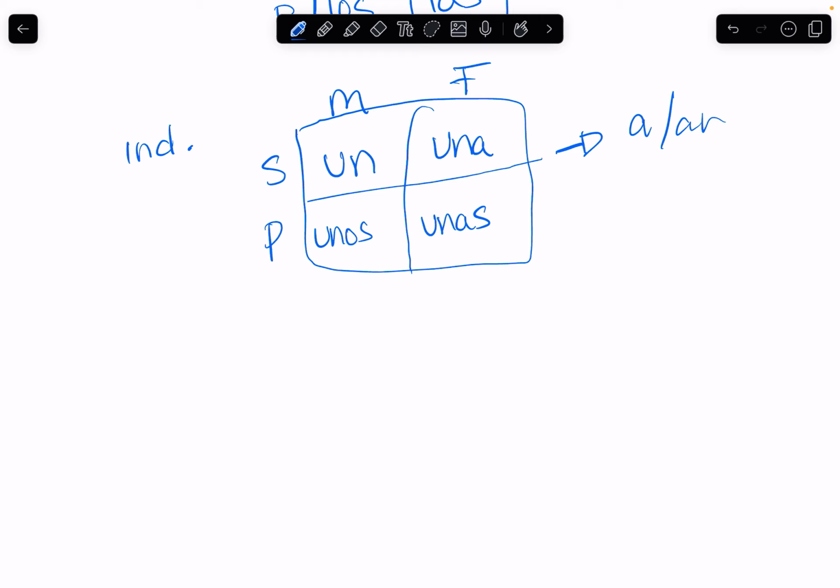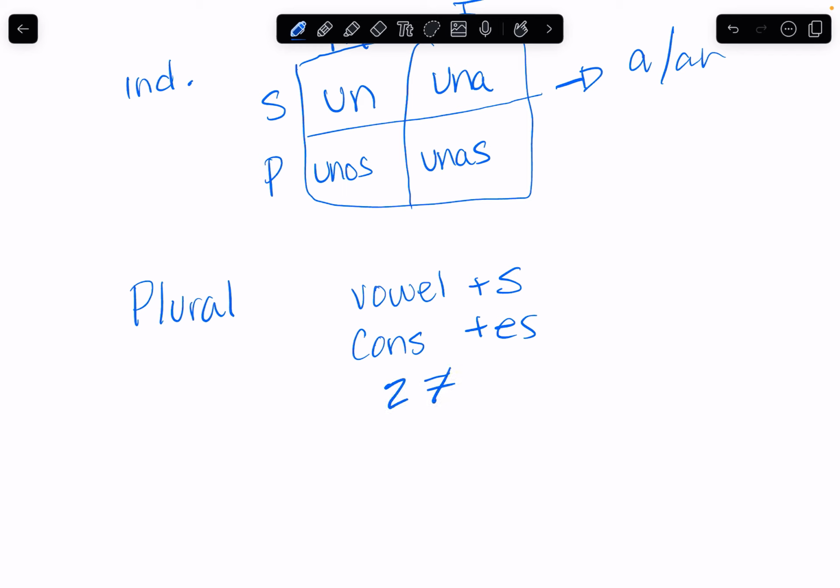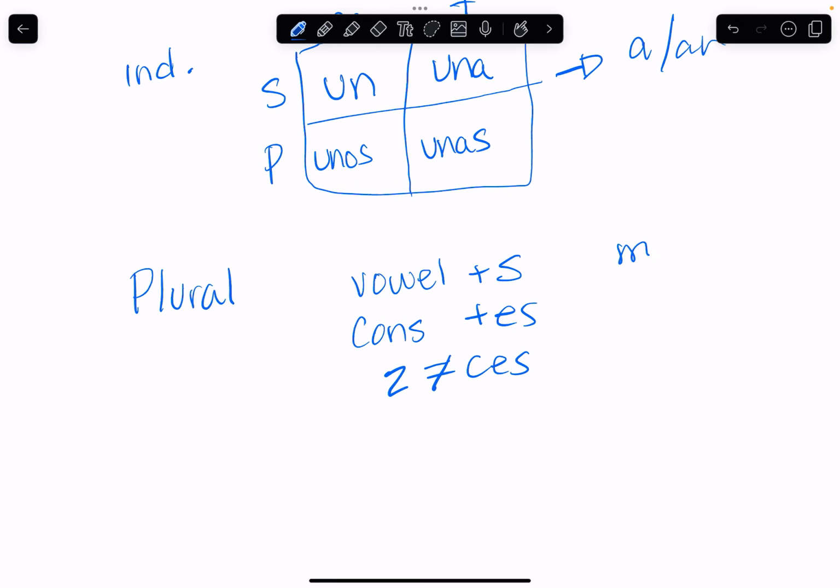So then after this, you have changing nouns to plural. So when you want to make something plural, when it ends in a vowel, you add S. When it ends in a consonant, anything other than a vowel, you add ES. And when it ends in a Z, you change it to CES. So let's try it. If I have the word mesa, it ends in a vowel, so all I have to do to make it plural is add an S.